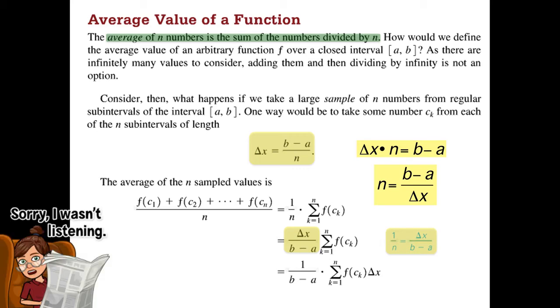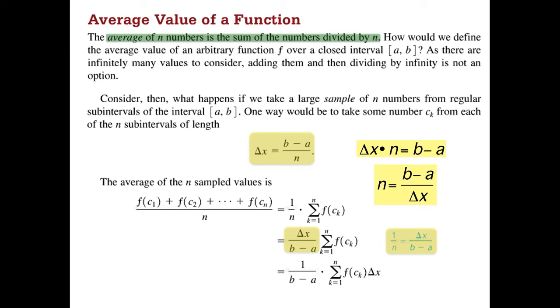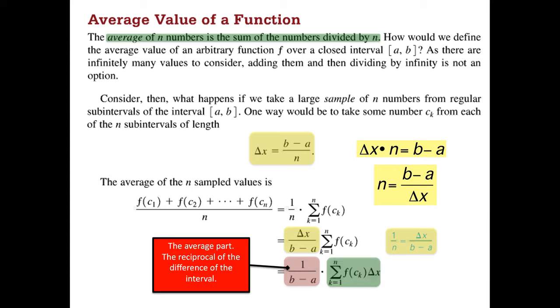Now in the next step, you can see it just says 1 over b minus a. Well, the delta x gets moved inside with the summation. And now you're left with 1 over b minus a. So if you think about, what does 1 over b minus a represent? Well, b minus a is the difference of your interval, right? Okay. And you're just doing the reciprocal of that. So that's what 1 over b minus a means.